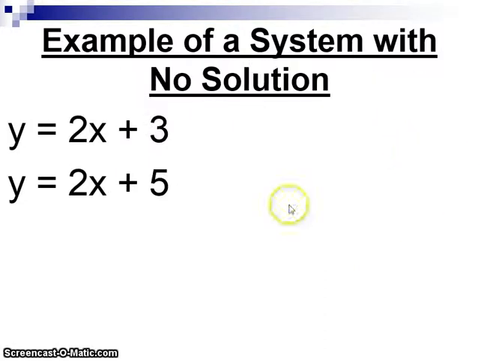Now, here's the opposite. This is a system where there is no solution. You can never find an ordered pair that will make these both true. So for example, let's substitute 2 in here. 2 times 2 is 4, plus 3 is 7. So the ordered pair (2, 7) will make this first one true. But try substituting that in here.